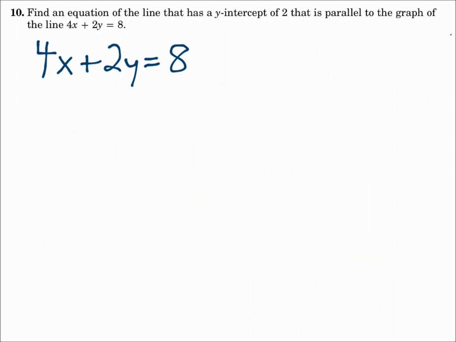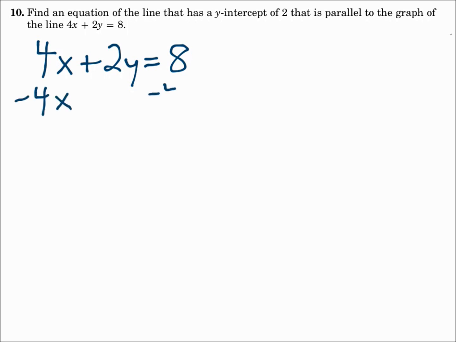Number 10. Find an equation of the line that has a y-intercept of 2 that is parallel to the graph of the line 4x plus 2y equals 8. We'll find the slope first. The line they give me is not in slope-intercept form, so let's solve for y so we can be in slope-intercept form.